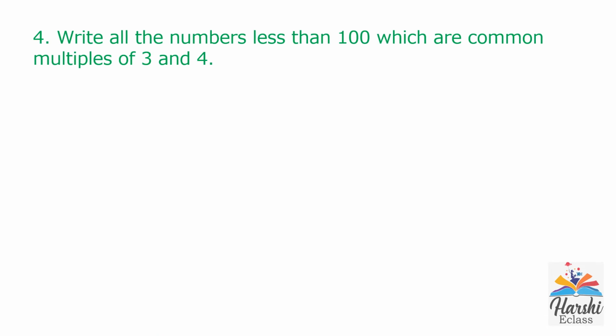Fourth question, write all the numbers less than 100 which are common multiples of 3 and 4. Here we are going to find the common multiples of 3 and 4. There is one short method for finding the common multiples of one odd and one even number. Here 3 is an odd number and 4 is an even number. Their first common multiple will be their product. The product of 3 and 4 is 12. 3 fours are 12. The first common multiple of 3 and 4 is 12.